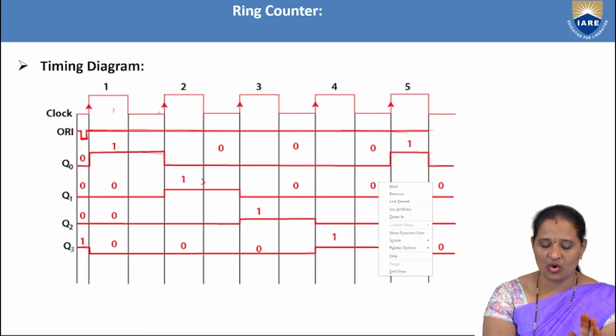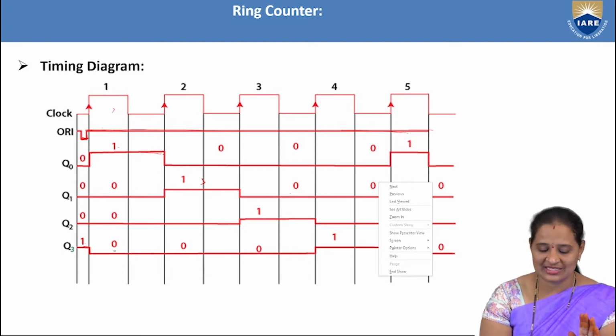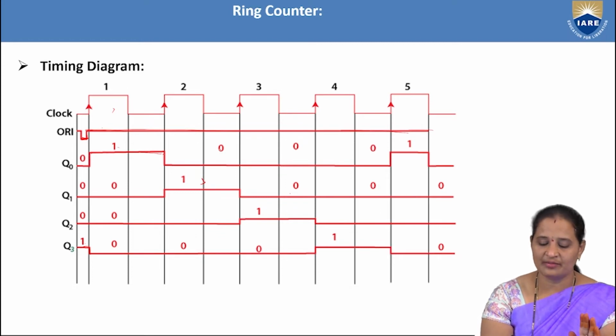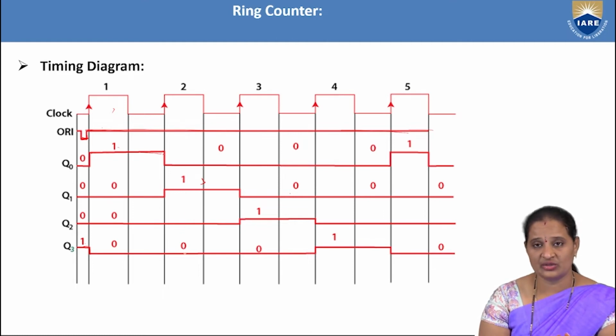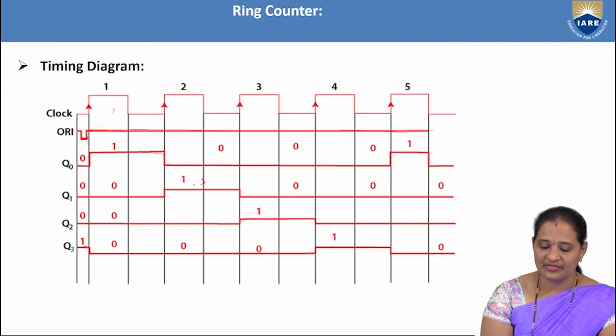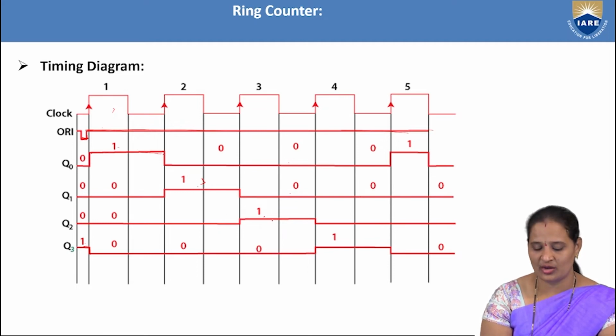Now during the next clock pulse, this will be pushed here. This data will be pushed to the first flip-flop. That is why it becomes 0, whereas Q1 becomes 1 and Q0 remains 0, Q2 remains 0 and Q3 remains 0. And during the third clock pulse, this becomes 0, already it was 0, and now this will be pushed to the next flip-flop. Hence Q2 is 1 now.